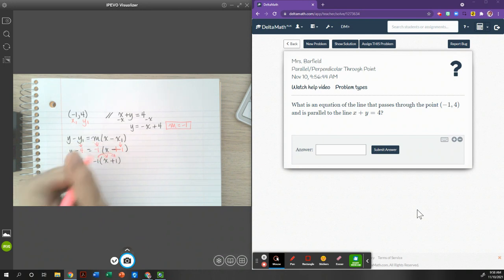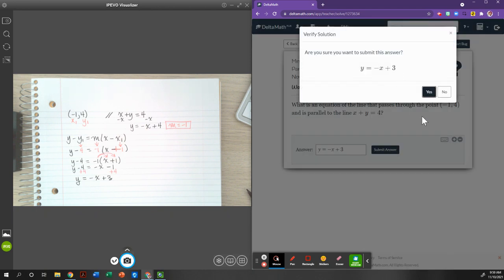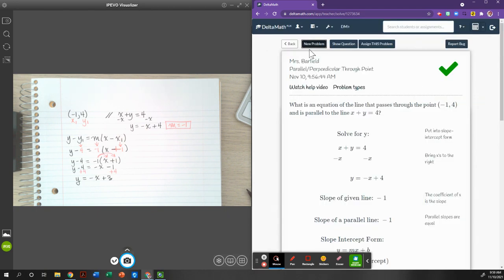All right, I'm going to distribute. So y minus 4 equals -x minus 1. And then I'm going to add 4 in the appropriate spot. So I get y equals -x plus 3. I'm going to type that in. And I can tell that they're parallel because they have the same slope and they have different y-intercepts. So y equals -x plus 3. Submit my answer. I get my green check.